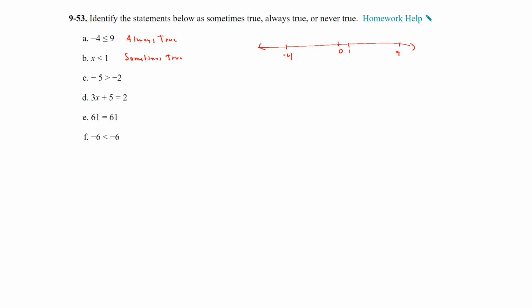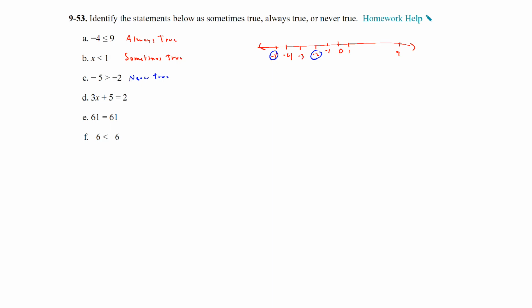-5 is greater than -2. So -5 is here, -2 is about here. So compare -2 and -5. -2 is greater than, or -5 is less than. So this is never true, because -5 is less than -2.